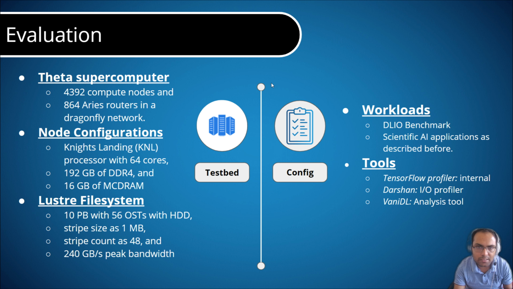Let's look at the evaluations next. We use a similar setup as before for our methodology on the Theta supercomputer. The workloads we use in these tests are the DLIO benchmark for regression testing and scientific AI applications as discussed before, for measuring the impact of our optimizations using DLIO.